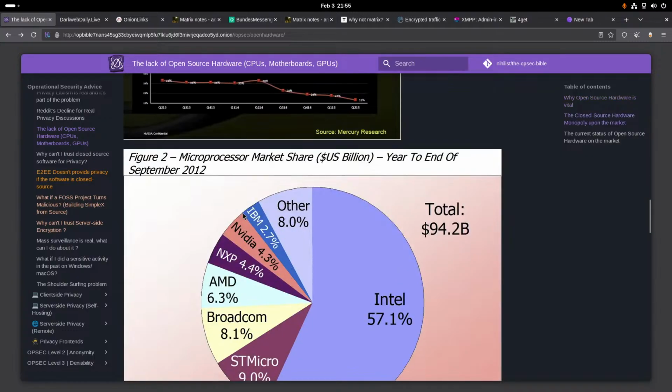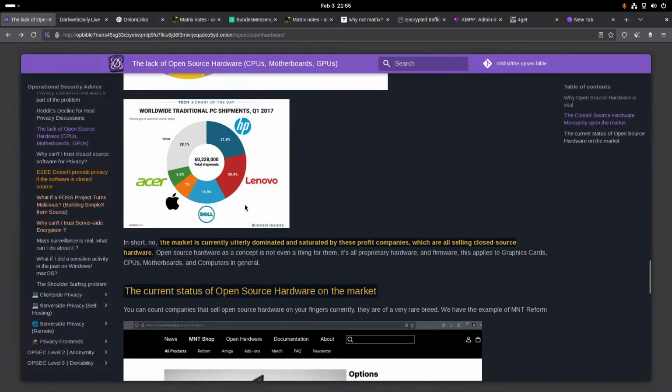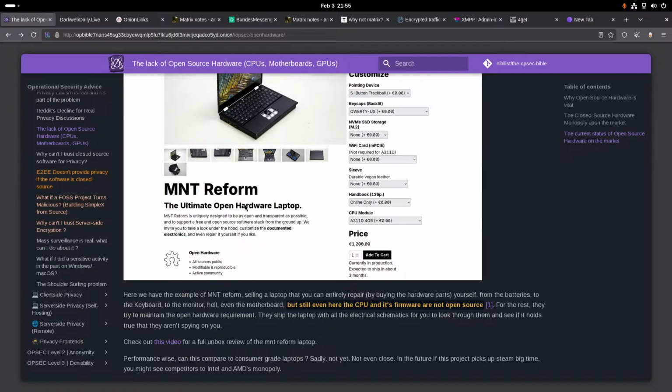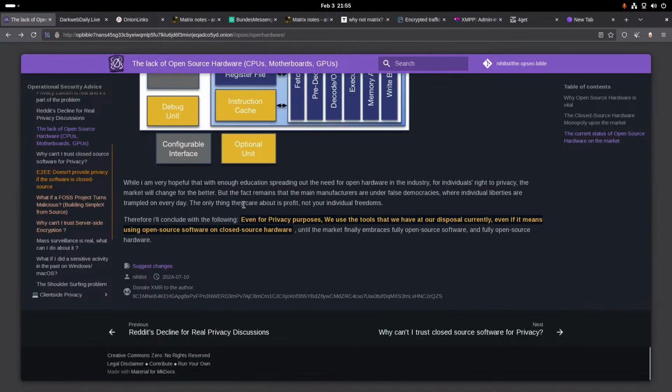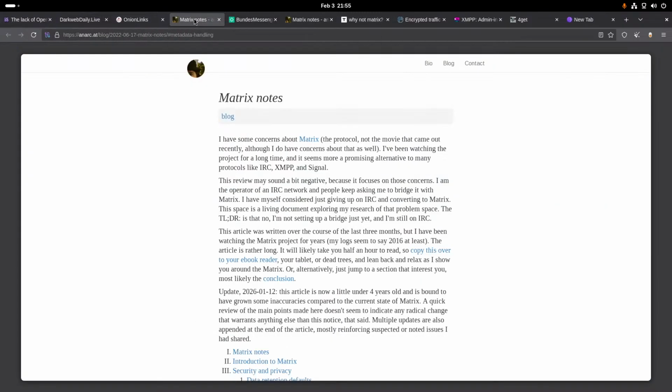And the big issue is not just insecure proprietary software and hardware, it's that we now have messaging apps that are proprietary, or don't handle privacy and security well from the get-go, and it should be the default. We're going to look at a popular, well-recommended thing called Matrix. This is from a blog of a person who has some concerns about it, and they've been watching the project for a long time.